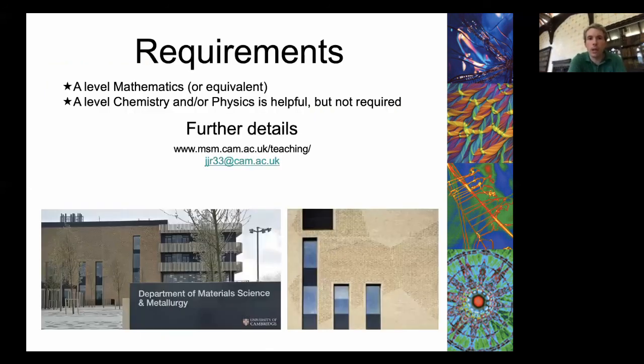So what's required in order to access the material science course? Well, at base level an A level in mathematics, chemistry or physics are ideal, but not mandatory. All other material will be taught to you through the lectures and supervisions. For any further information, please do not hesitate to contact me. My email is on this slide. And of course, you can look at the course content on the Department of Material Science website.